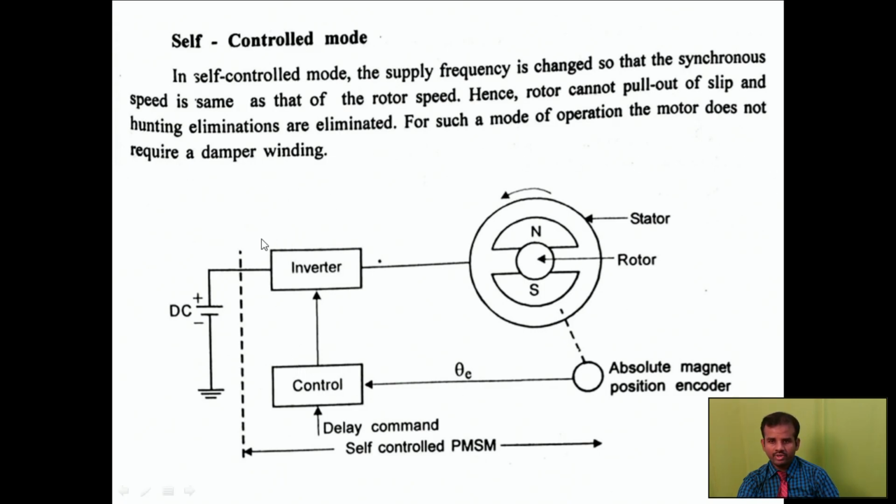So this is the circuit diagram for this self control mode. The circuit consists of an inverter and a control circuit. In this control circuit you have to give the delay command. In this motor we sense the speed by using this absolute magnet position encoder. After that we give the theta e to this control circuit. The control circuit is used to control the firing angle of this inverter circuit.